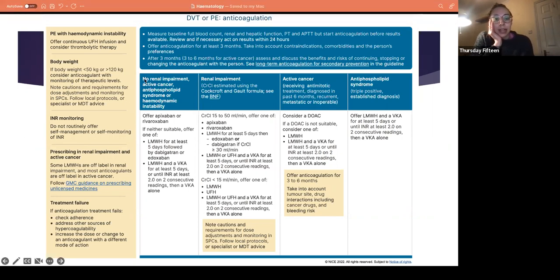So if the patient has no kidney impairment, no antiphospholipid syndrome, then you'd give them a DOAC like apixaban or rivaroxaban. If they've got renal impairment and their creatinine clearance is less than 15, then you would avoid a DOAC as well, and you'd go for low molecular weight heparin. If they've got active cancer, you can still give a DOAC. If they've got antiphospholipid syndrome or things like prosthetic heart valves, generally you also go for warfarin, but you bridge them with low molecular weight heparin in the interim. I think this is a really good table though, so definitely fill in the feedback and get the slides.